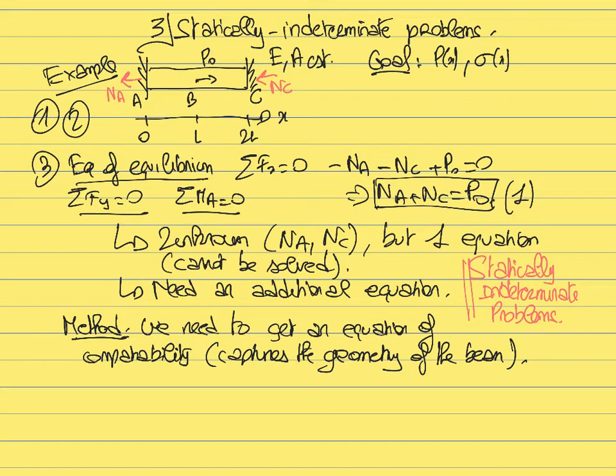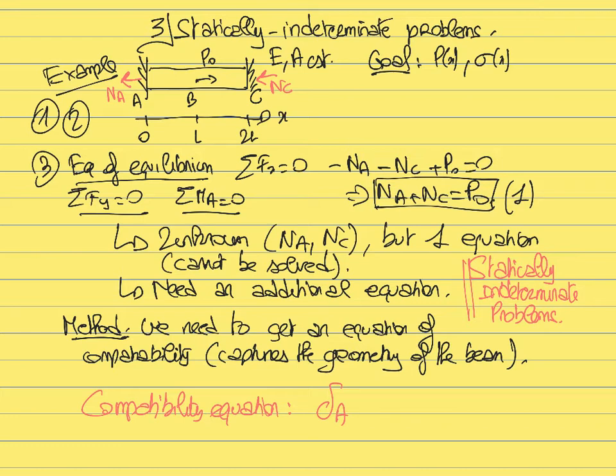And in this case, this compatibility equation, this geometrical constraint, is that because the beam is attached to a fixed support both at the point A and at the point C, then necessarily the length of the beam between A and C cannot change. Because the beam is attached at both its extremities, it cannot be elongated. The distance between those two points cannot change.